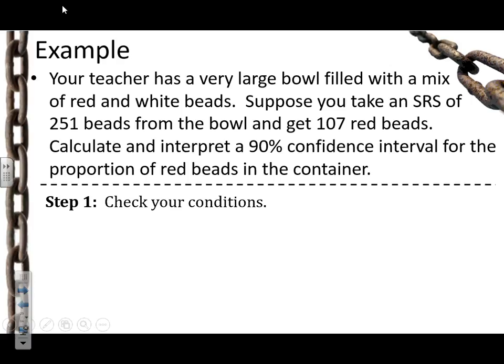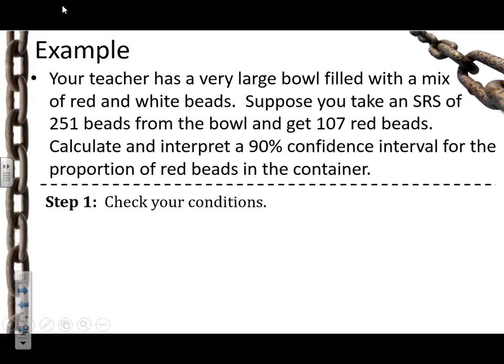So this is where you would actually list out. Random. Do we have a random selection? Yes, so it says we have an SRS, so for random, we'd actually say it's an SRS. For 10%, so we're looking at sample size, we took 251 beads. Do we believe that would be less than 10% of all the beads in a very large bowl? Yes. So if it's a very large bowl, we're probably going to have more than 2,500 beads in that bowl. Okay?